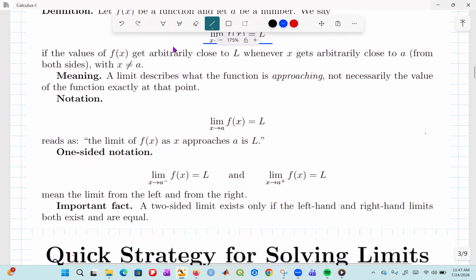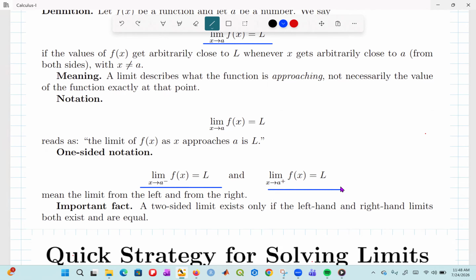So when do we say that the limit exists? First, let's see the one-sided notation. The first one is known as the left-hand limit, meaning that x approaches A through values less than A. And the second one is the right-hand limit, meaning that x approaches A through values greater than A.